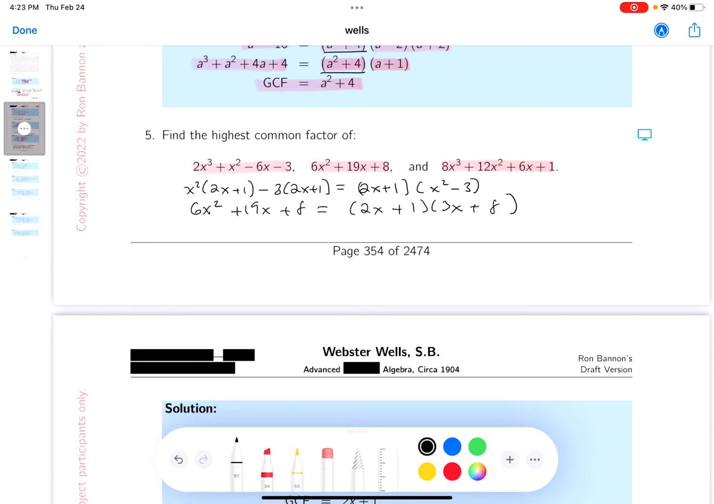And does it work? Well, you get 6x squared. 16 plus 3 is 19. That worked good. Yeah, it works fine.